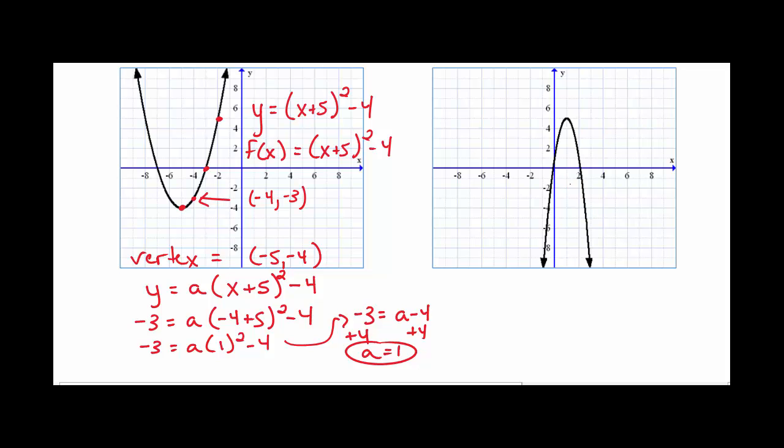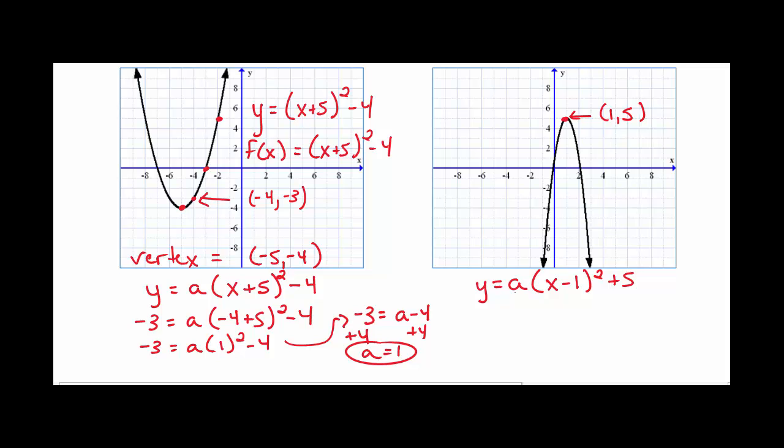Alright, this one does not look like a is going to be 1. It looks too thin to fit our pattern. But let's start off the same route. Vertex is at 1, 5. So when I fill in the formula, I'm going to get y equals a times (x minus 1) squared plus 5.